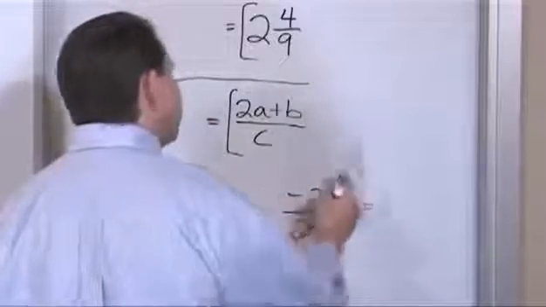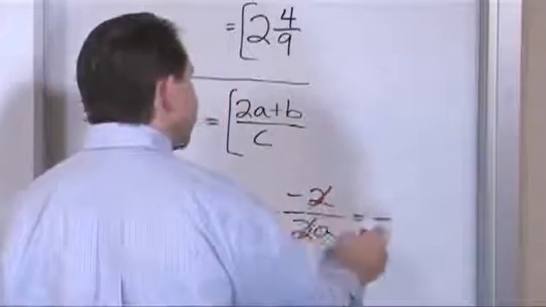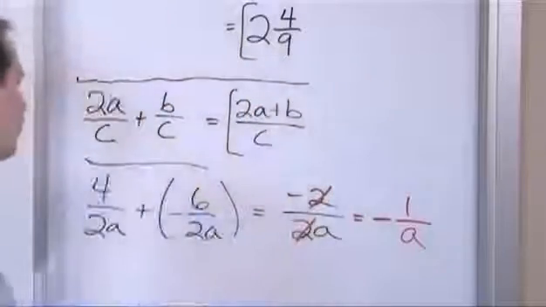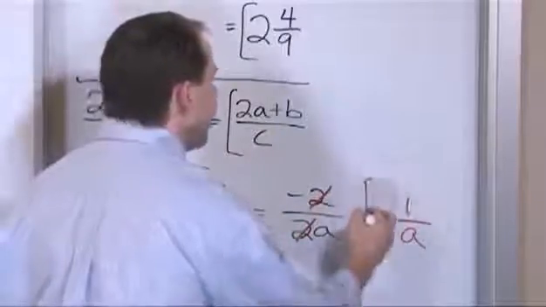Okay, so what we're going to have here when we strike them out is negative, don't forget your negative here, 1 over a, because the 2 on the top cancels with the 2 on the bottom. The negative sign just stays out front. We'll have negative 1 over a.